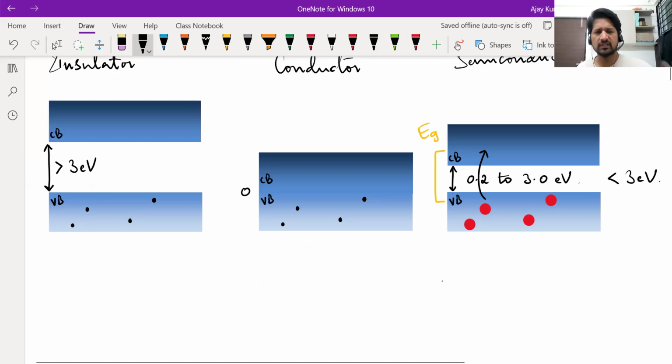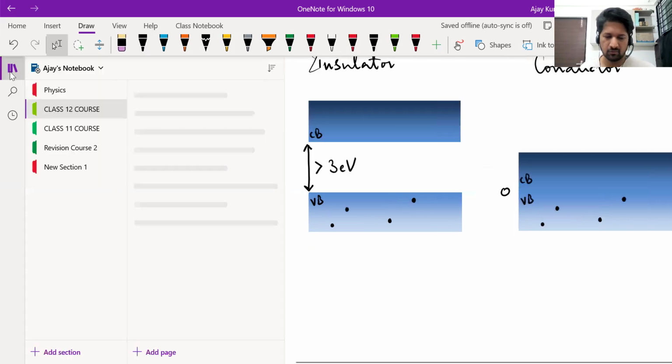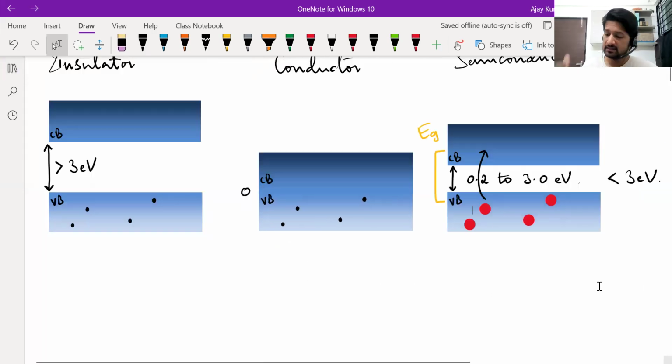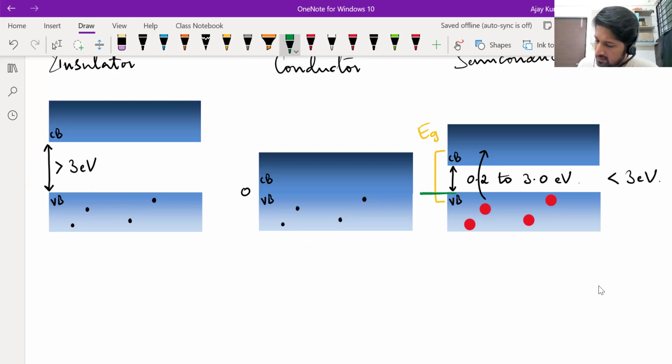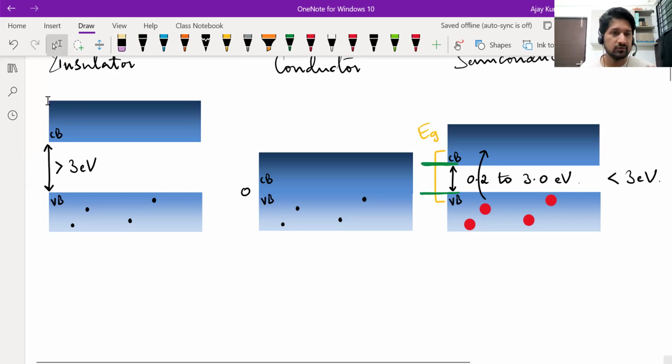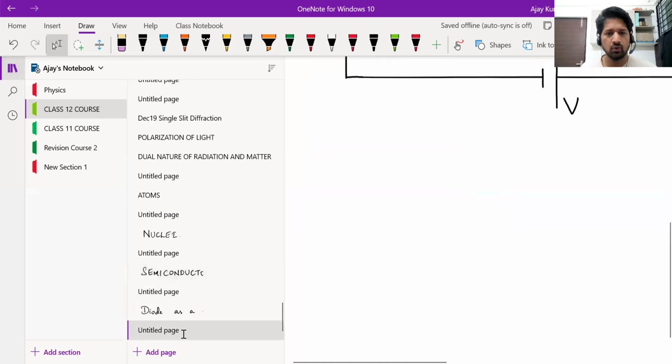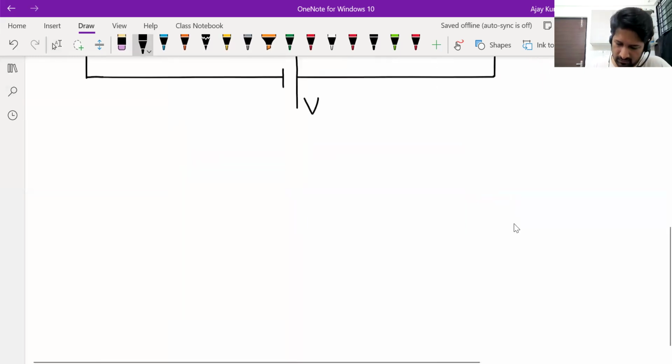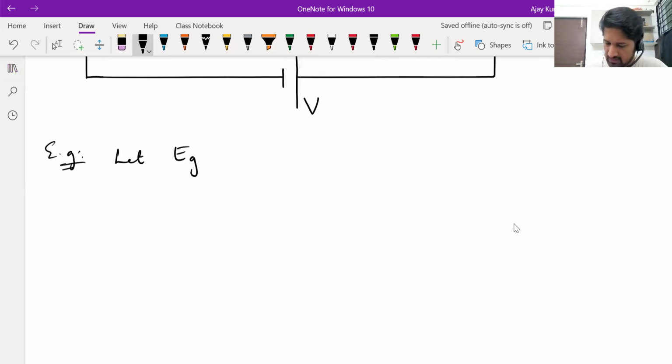Suppose a particular semiconductor has an energy gap of 2 electron volts. What does energy gap mean? It's the difference between the highest energy level of the valence band and the lowest energy level of the conduction band. That difference in energy is what you call the energy gap. So suppose there is a semiconductor whose energy gap is 2 electron volts.